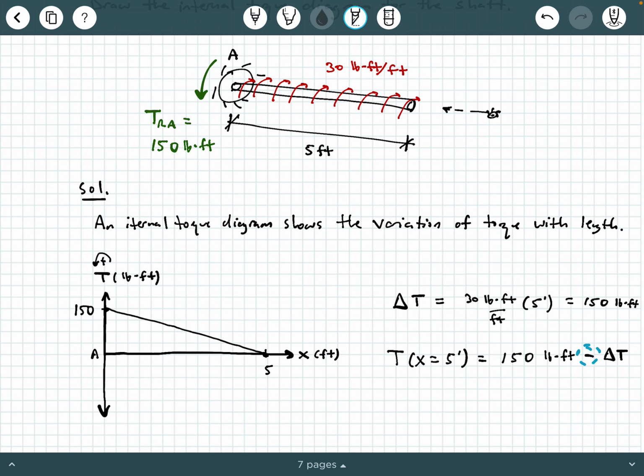And again, the minus is because the 30 pound-feet per foot is going in the opposite direction, or clockwise, compared to TRA, okay? Another way of doing this is describing delta T as a negative in front and then saying plus delta T with the negative built into the 150 up here. In either case, you get the torque at x equals 5 feet to be 0, and that's represented by the closure at 0 here. And then of course, like our axial load diagrams and like our shear and moment diagrams, we typically shade this in. Okay, so that's our final answer.